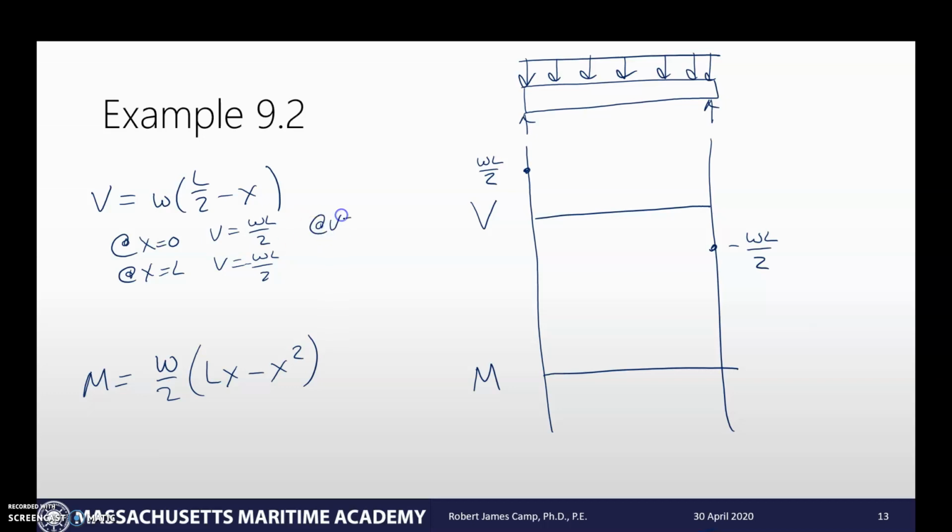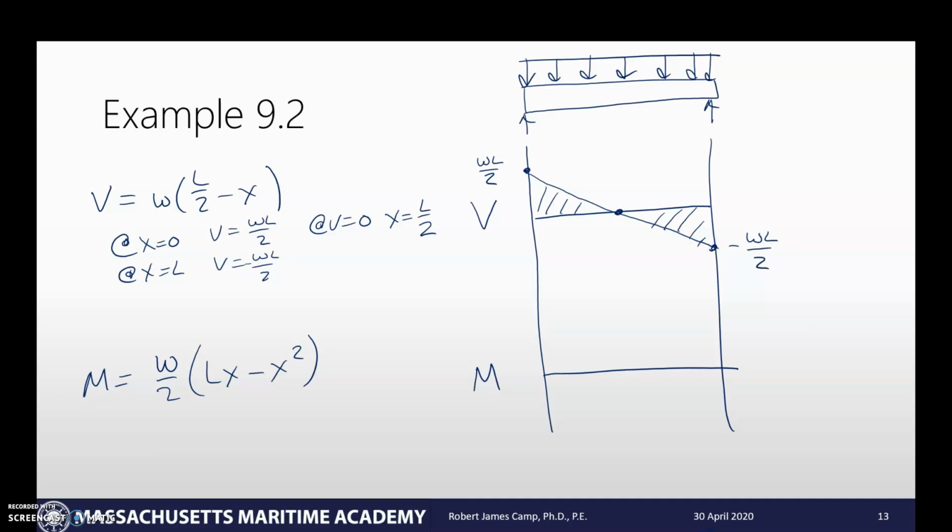So at V equals 0, if I plug in 0 here and solve this equation, I will find that x is L/2. So if that's 0, the only way that's going to be 0 is this side's got to be 0. W can't be 0, so we can divide through by that and it goes away. And the only way to make L/2 minus x 0 is to make it at L/2, which we'll say is right there. And then we draw a straight line. And that's our shear diagram.